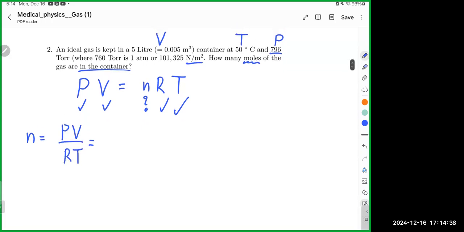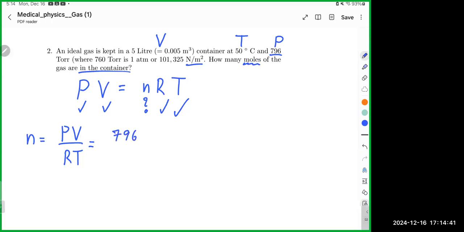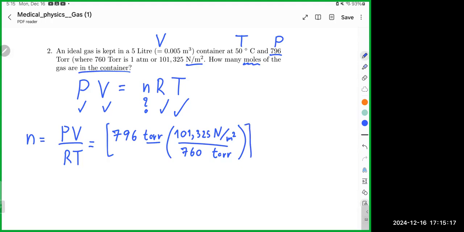Okay, the pressure is 796 torr, which is totally not an SI unit. So we would like to get rid of torr, right? Then torr at the bottom and Newton per meter square on top, right here. We have this number and around this number. So this is for pressure only.